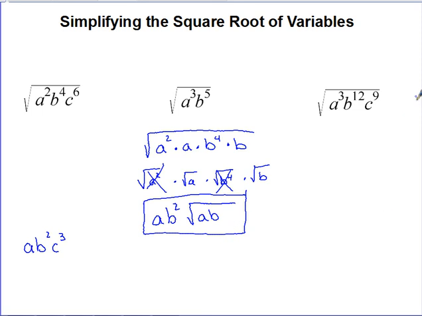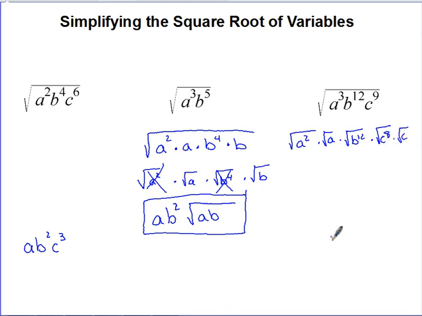Okay, so here we go with one more example. a to the 3rd, b to the 12th, c to the 9th. So again, if I have an even number exponent, I'm good. I can just divide it in half. But if I have an odd number, I need to split them apart. So I'm going to split this apart. The square root of a squared times the square root of a times the square root of b to the 12th can stay together because that's already an even number. C to the 9th becomes c to the 8th times c.